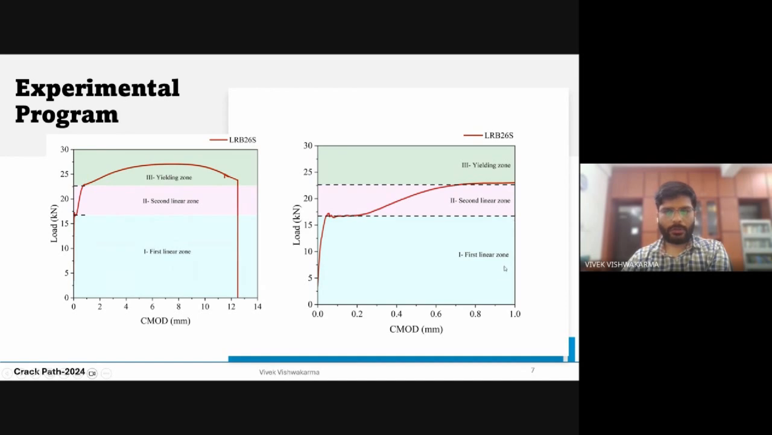Because almost all of the acoustic activity happens in these first two zones, because concrete cracking is taking place in these two zones only. There are very few events available for yielding zones. Why I am saying this? Because the approach which I am going to propose is actually a data sensitive approach. It gives fairly good results when you have enough amount of data.